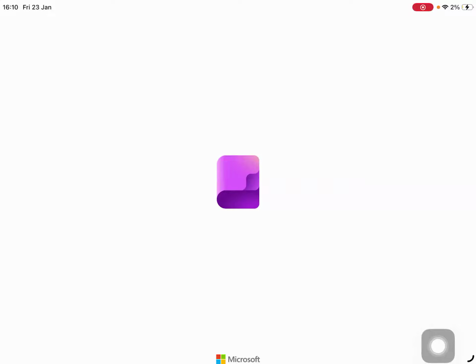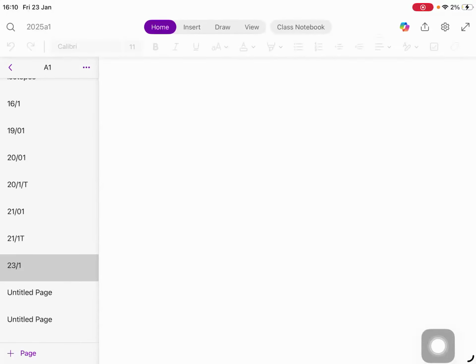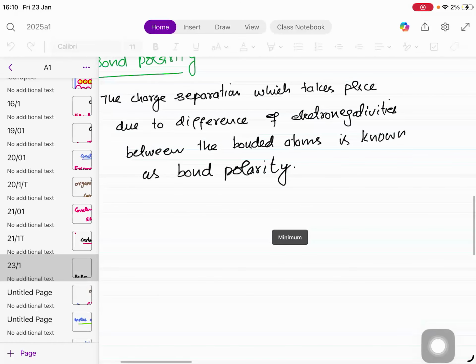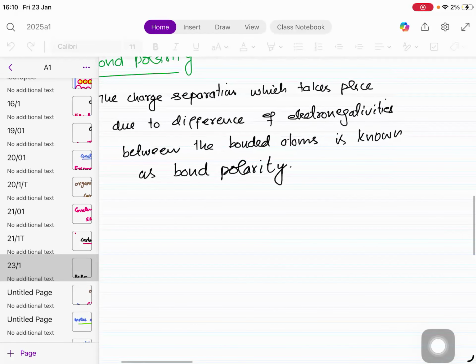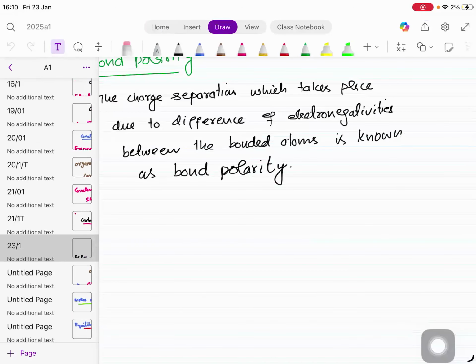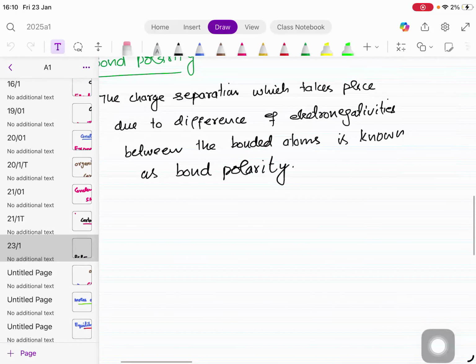When a covalent bond is formed between two atoms, like hydrogens, both of them are hydrogen, let's say. The bond is formed by the sharing of electrons between two hydrogen atoms like this.